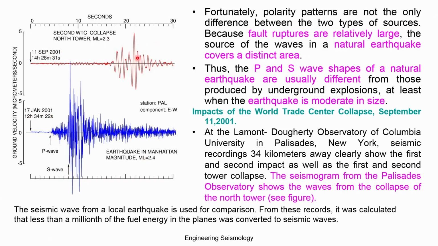So the polarity pattern is not the only difference between the two types of source, because the fault rupture is relatively large. The source of waves in natural earthquakes covers a distinct area, and you can see it covers a large amount of area. Thus P wave and S wave shapes of natural earthquakes are usually different from those produced by an underground explosion, at least when the earthquakes are moderate in size.